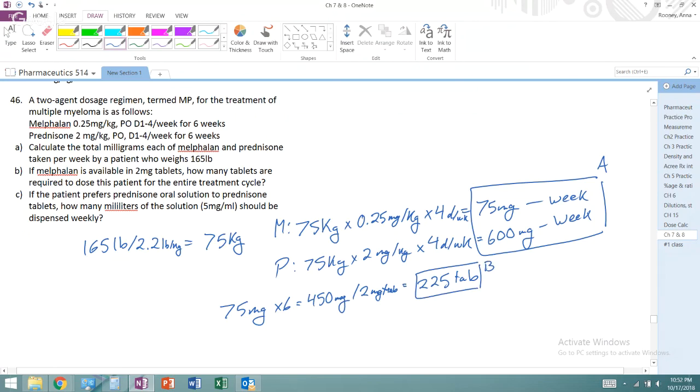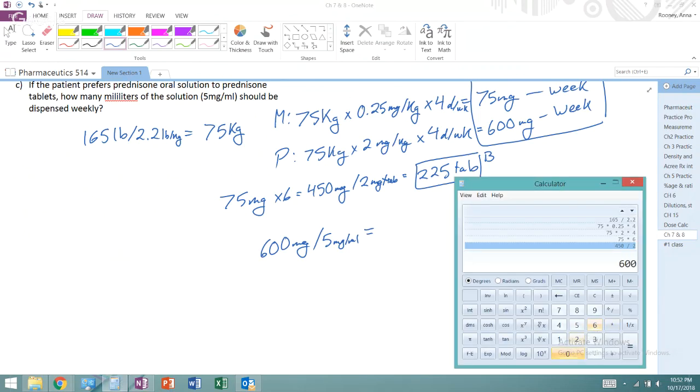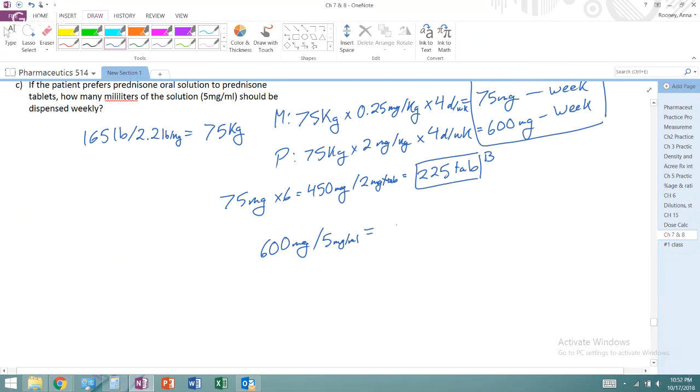And then part C is if the patient prefers prednisone oral solution to tablets, how many milliliters of the solution, 5 milligrams per milliliter, should be dispensed weekly? Okay, we already know the weekly amount, which is 600 milligrams. Then we just need to divide it by 5 milligrams per milliliter to figure out how many milliliters, which is 120 mL, which is part C.